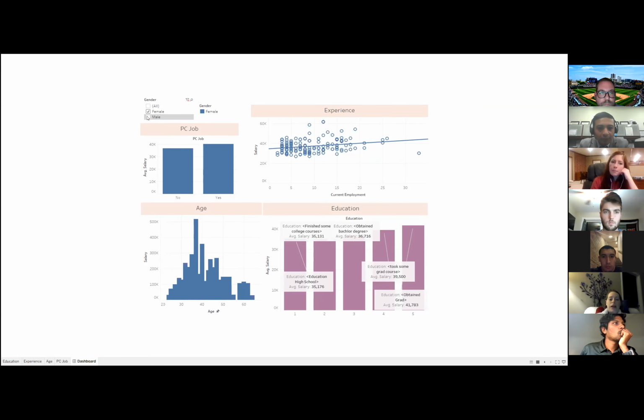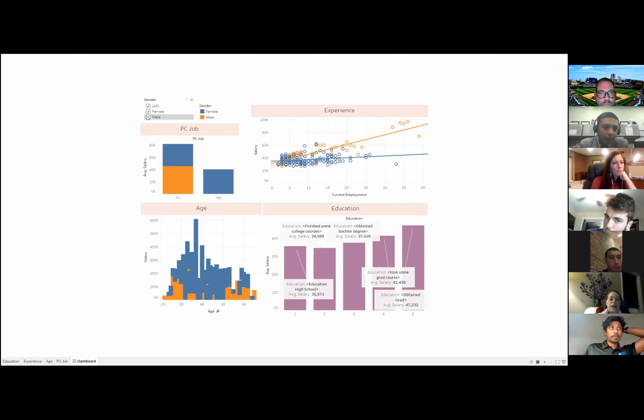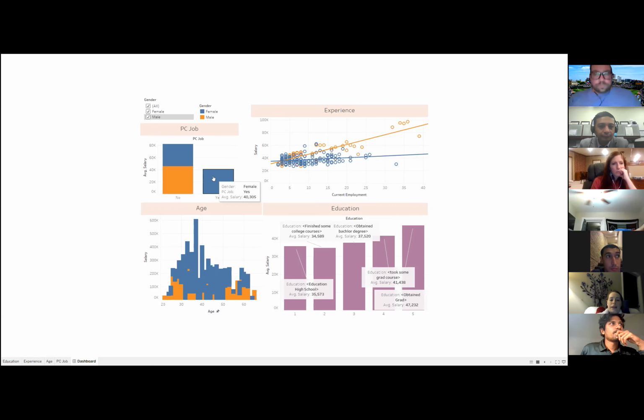Very similar in the upper left, we looked at the yes, no for PC jobs versus the salary, and you can see it versus male, female. It looks like the data suggests that more females have the PC experience at least. So that's our first one that's slightly different, but comparable to the other groups. I'll hand it off to our next set to do the experience versus the salary.